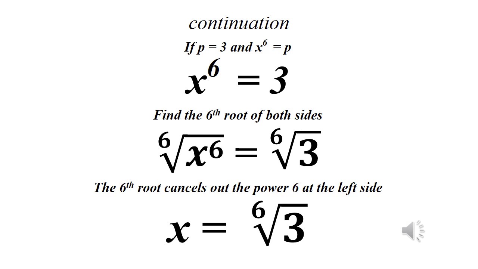So if p is 3 and our x raised to power 6 is also p, then we can just equate x raised to power 6 equals 3. So if we find the 6th root of both sides, we have 6th root of x raised to power 6 equals 6th root of 3. Then the 6th root cancels the power 6 on the x, so we have x equals 6th root of 3.